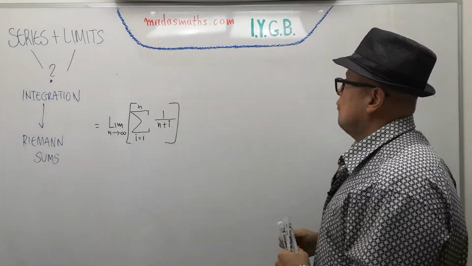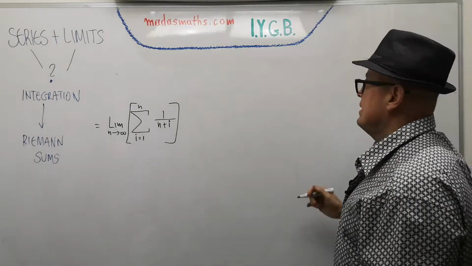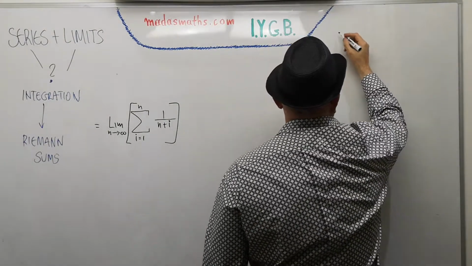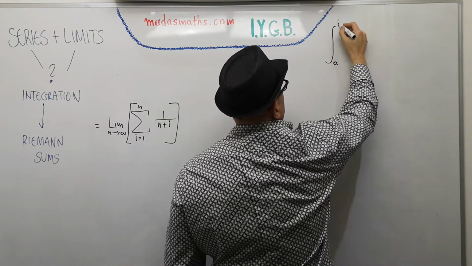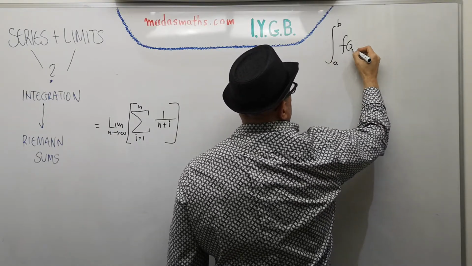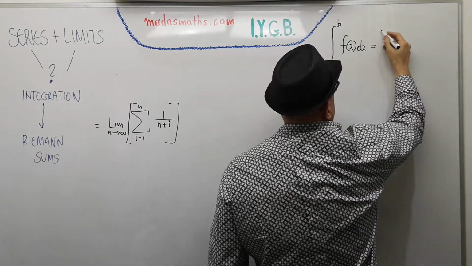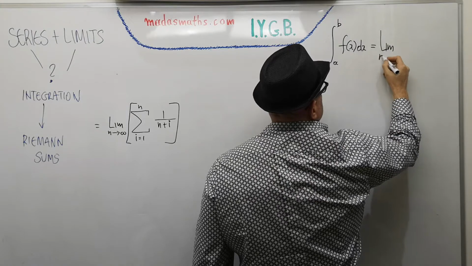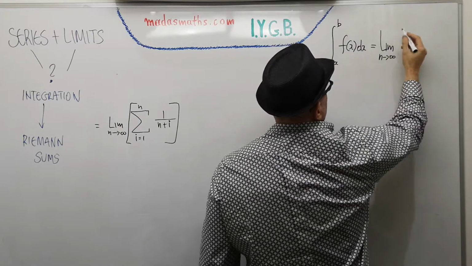I'm going to first do a little bit of work on the definitions from Riemann sums. So this is what a Riemann sum is. The integral from a to b of a function f of x dx is the limit as n tends to infinity, and I hope I can fit it there because I wrote too far to the right.